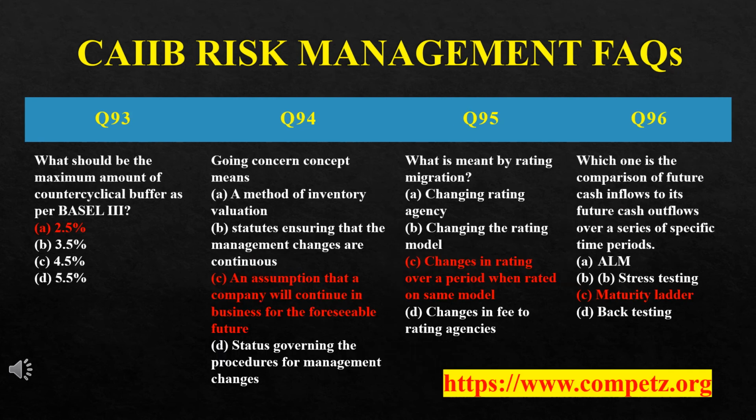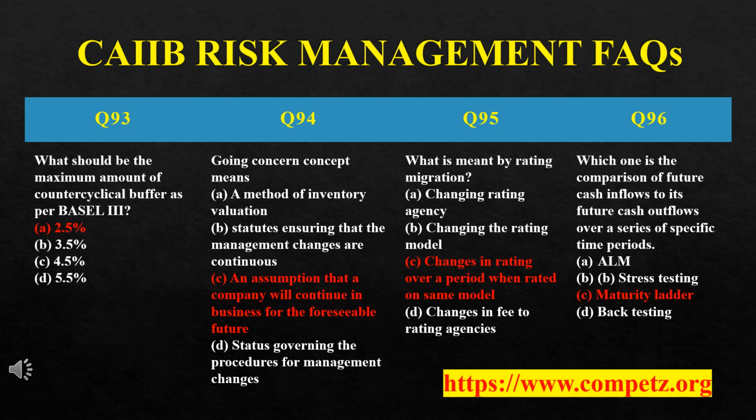Now, question number 93: what should be the maximum amount of CCB, that is the countercyclical buffer, as per Basel III? I repeat the question once again: what should be the maximum amount of countercyclical buffer as per Basel III? There are 4 options given. Is it 2.5%, 3.5%, 4.5% or 5.5%? Answer is 2.5%, option A.